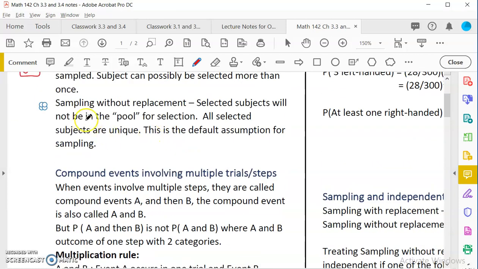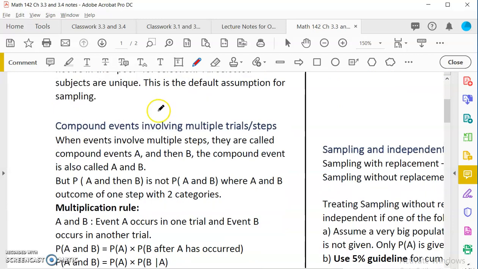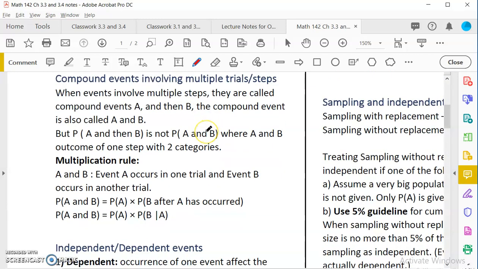Okay, and the default is without replacement, unless they say so. So say for example they say you do it 2 times, or you select 3 people. That means 3 different people. Okay. So let's look at it in general as something called a compound event.